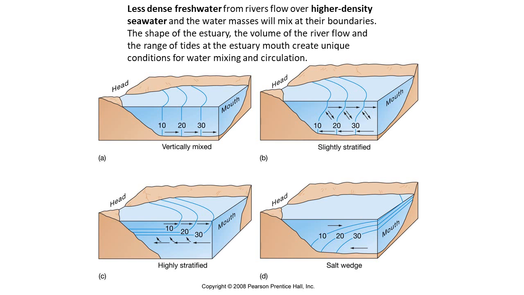So, we have the vertically mixed, slightly stratified, highly stratified, and salt wedge. So, what is the implication of this? So, meron tayong difference ng salinities because of the different mixing of water. Okay?